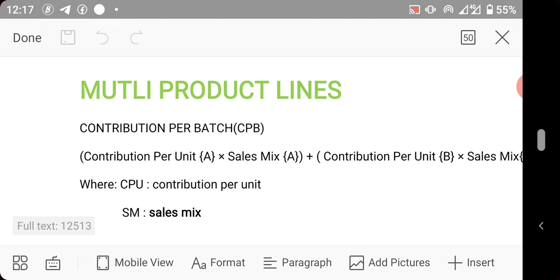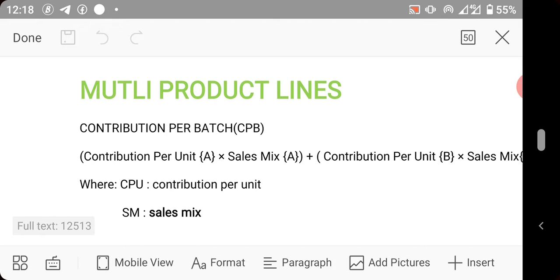Now, be that as it may, the existing formula, which we already know, would help in this aspect that we are going to look at. So we have contribution per batch. It used to be contribution per unit. Where the company has more than one product, it is going to be contribution per batch, and it has a formula.